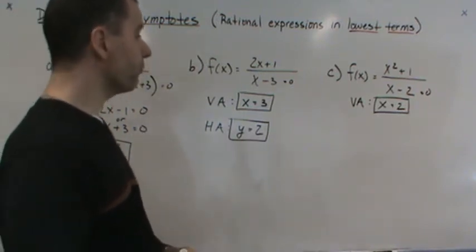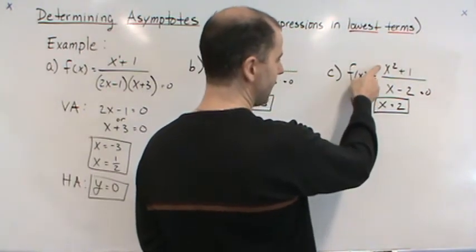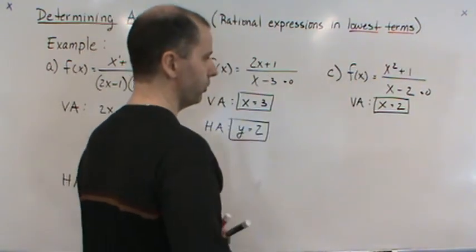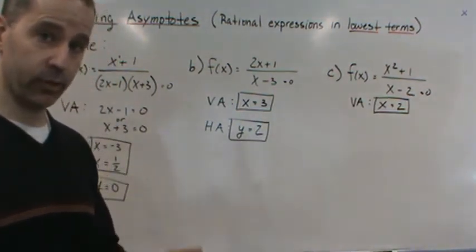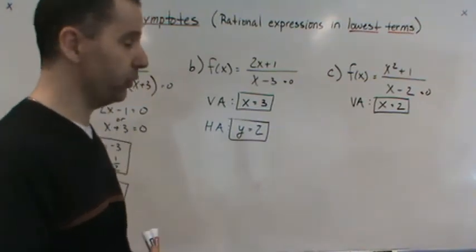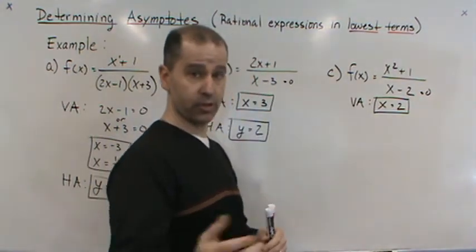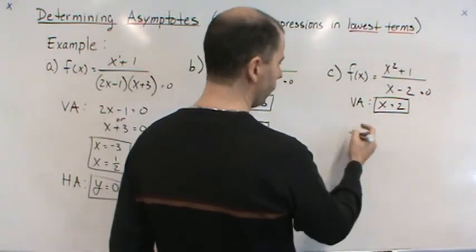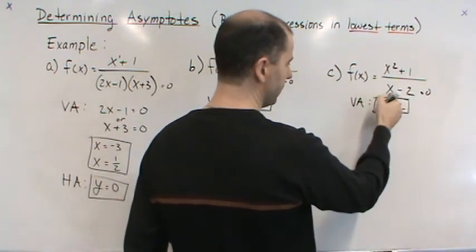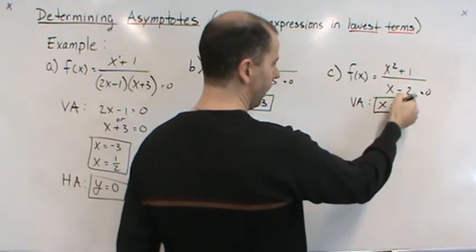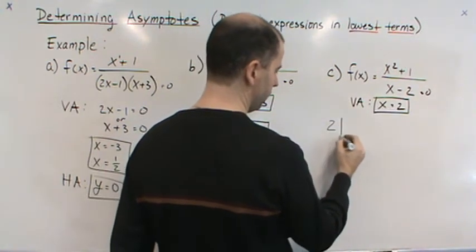Now, what about here? Look at the degree of the top and the degree of the bottom. The degree of the top is exactly one more than the degree of the bottom, so we know we have an oblique asymptote. How do we find it? In this case, we're going to use synthetic division. We divide these two and see what the quotient turns out to be. Since we're dividing by a linear term, we can use x minus c, so our value is 2.